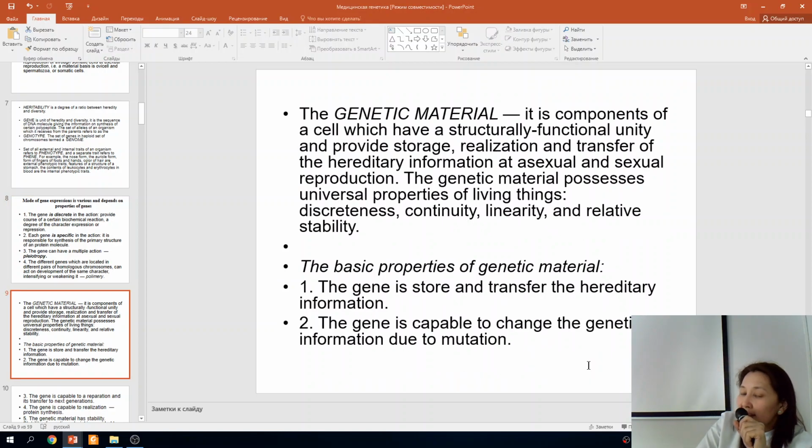What is genetic material? It consists of components of a cell which have structural and functional unity and provide storage, realization, and transfer of the hereditary information in sexual and asexual reproduction. The genetic material possesses universal properties of living things: discreteness, continuity, linearity, and relative stability. The basic property of genetic material, the genes, is storage and transfer of the hereditary information. The gene is capable of changing the genetic information due to mutation.